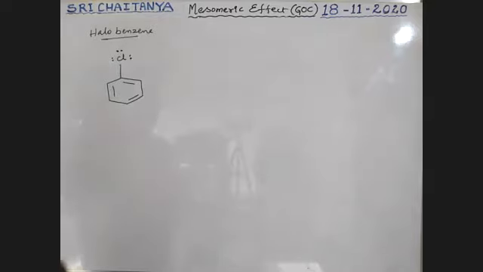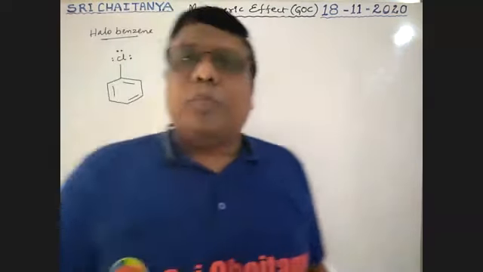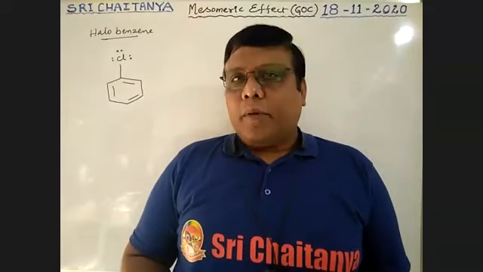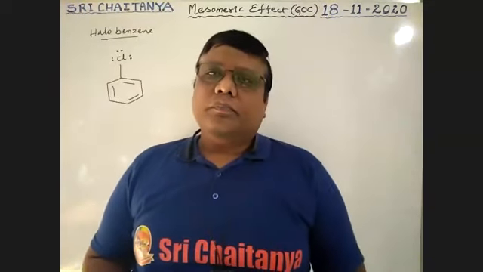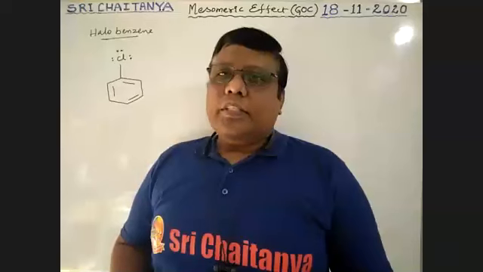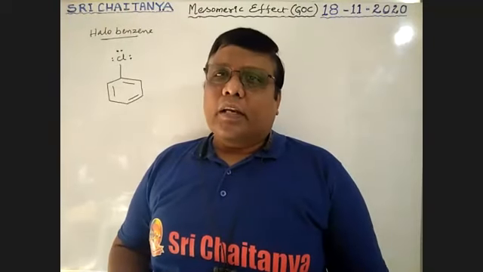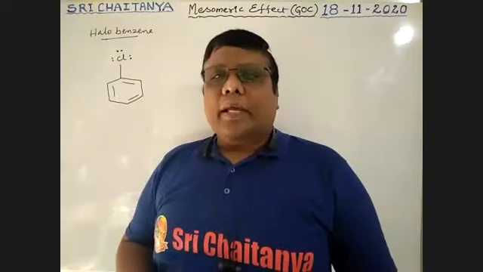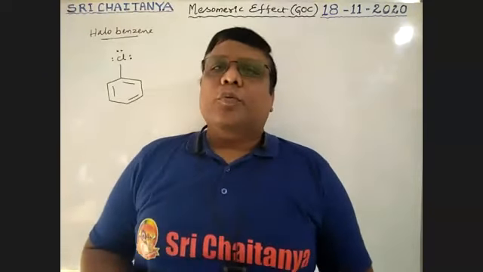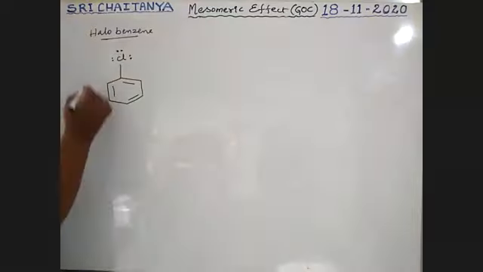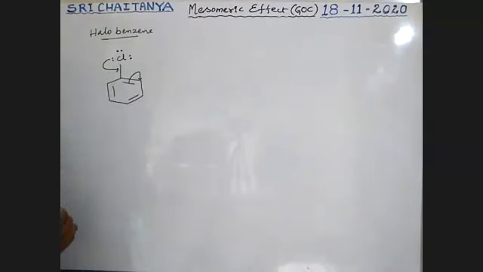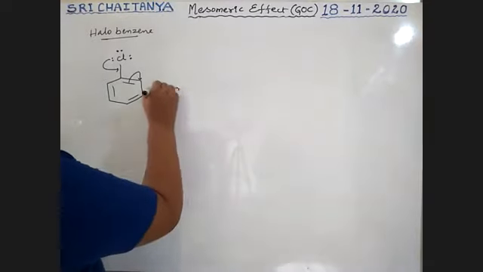Tell me, boys, is this chlorine a plus M group or a minus M group? It is always any halogen plus M. So chlorine is a plus M group. That means it is an electron donating group because it has a lone pair. So it donates like this, and that gives resonance.